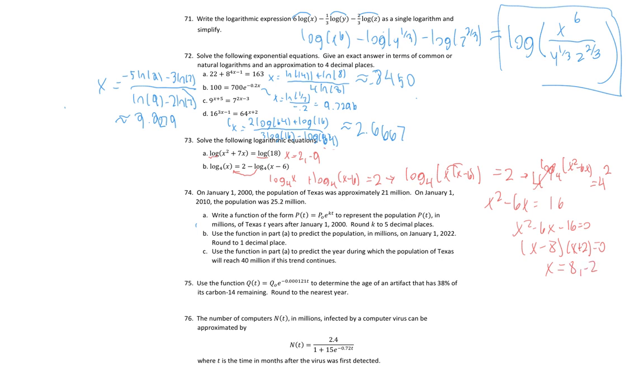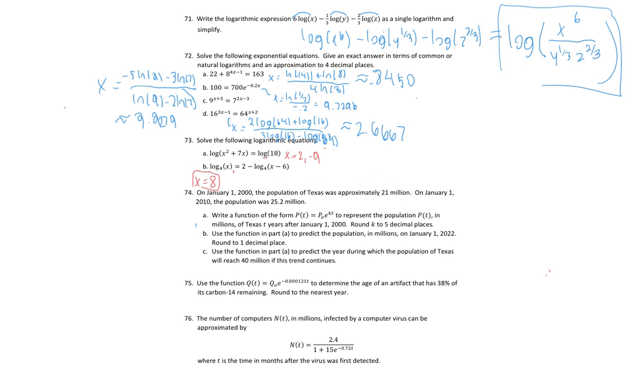Well, the 8 is going to work, but when I plug the negative 2 into log base 4, you can't have a negative inside a log, so negative 2 is not going to work. So I'll scratch that out. Doesn't work. Work, not walk. So that answer is going to be x equals 8. And it's just one answer for that one.